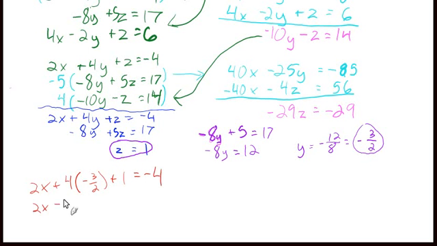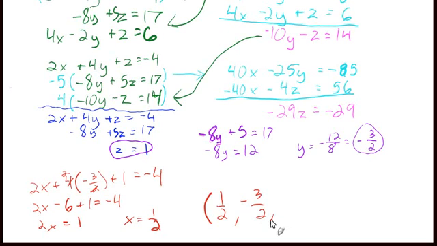2x minus, right, this is going to cancel the 2 with the 4, so it becomes a 2. And negative times positive, negative 6. 2 times 3 is 6, plus 1 equals negative 4. 2x equals, I'm going to add 6 to both sides. That's going to come up with a positive 2. Subtract a 1, that's going to come up with a 1. And so x must be 1 half. Okay, so now the solution is 1 half, comma, negative 3 halves, comma, 1. There's our final answer. There we go.